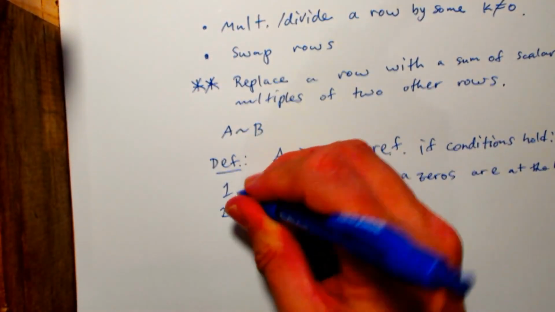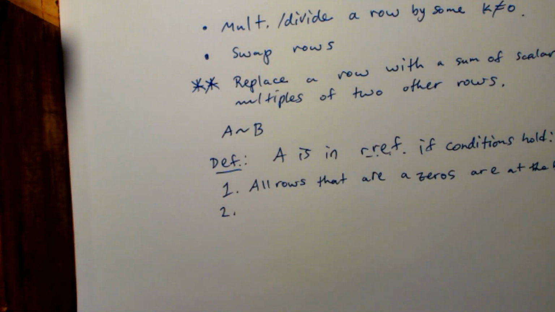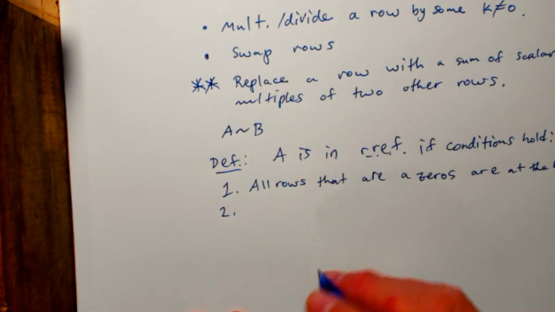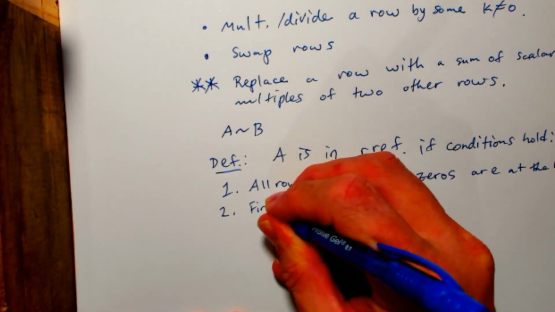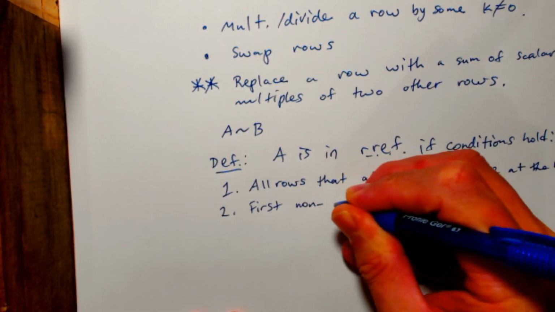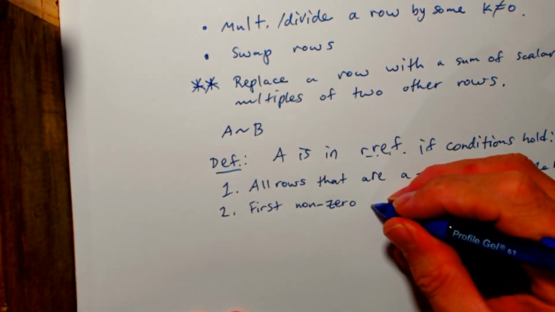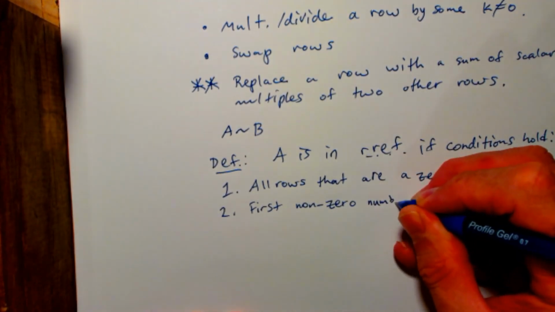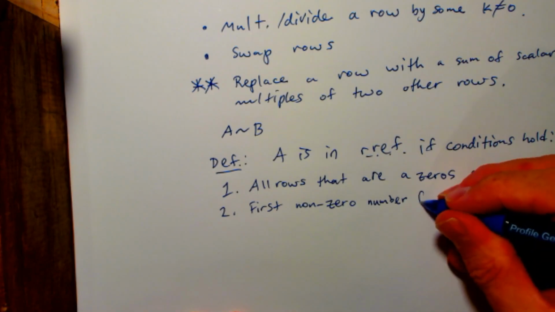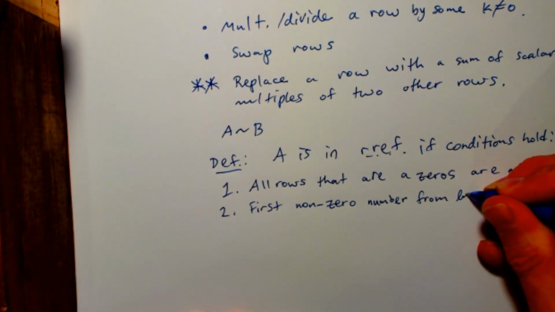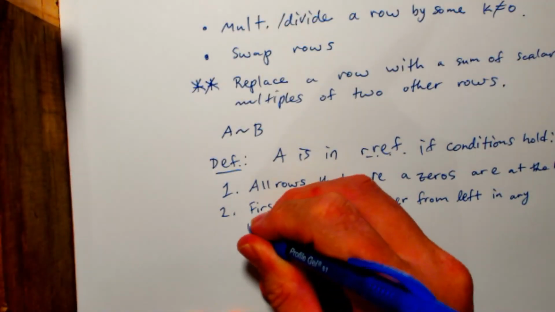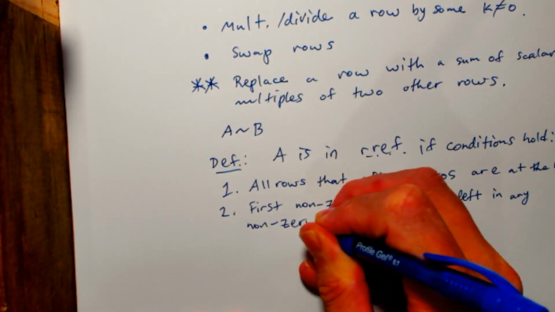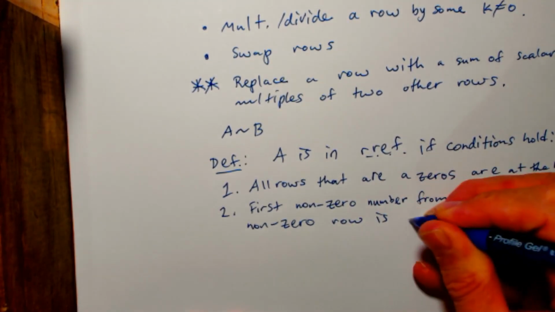Okay, second condition, the first non-zero number starting from the left in any row not consisting entirely of zeros is 1. So first non-zero number from the left in any non-zero row is a 1.